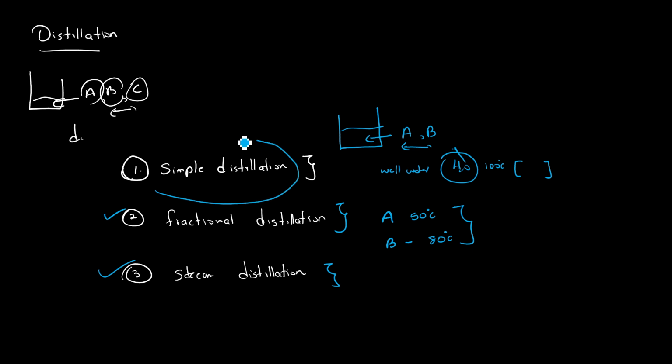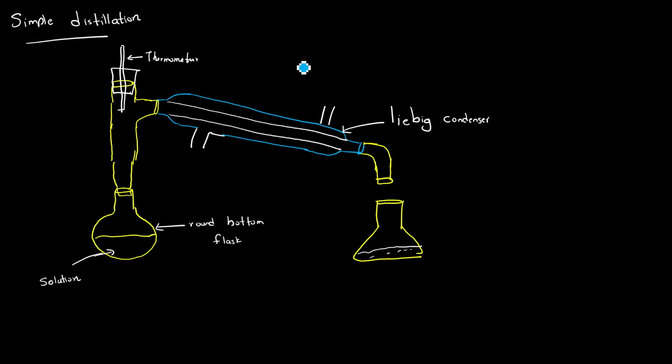Let's talk about the simple distillation, how we can do it, what's the concept behind it. So this is the basic apparatus which we are using for simple distillation. Okay, now this is a round bottom flask. Here you put your solution and you're going to heat it up. Now when you heat the solution, it will boil up and the vapor will go through here.